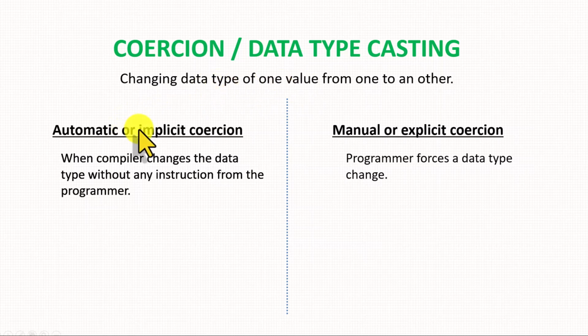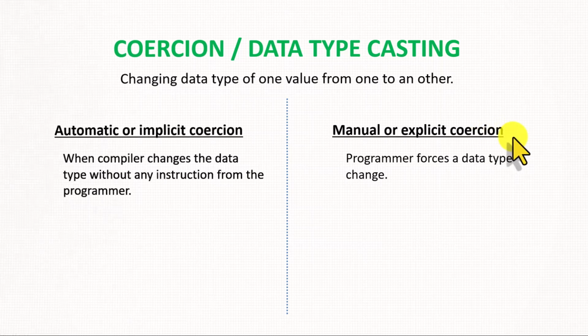The first one is automatic or implicit. This is when the computer changes the data type without any instruction from the programmer. You do not say it, but the computer does that. The next one is manual or explicit coercion. Here, the programmer forces a data type change. The programmer tells the computer, this value, whatever it is, change it to integer or change it to Boolean or things like that.